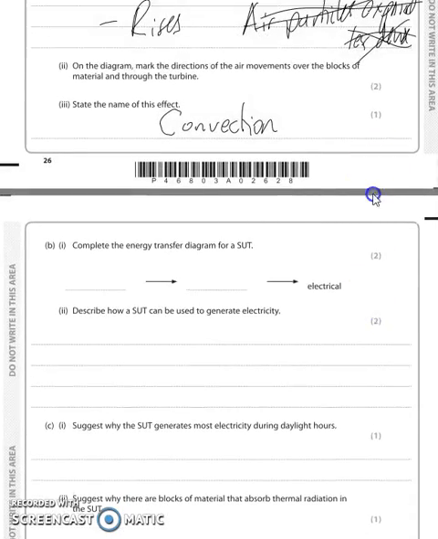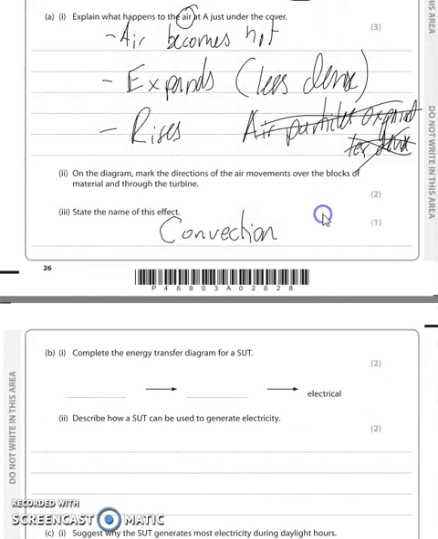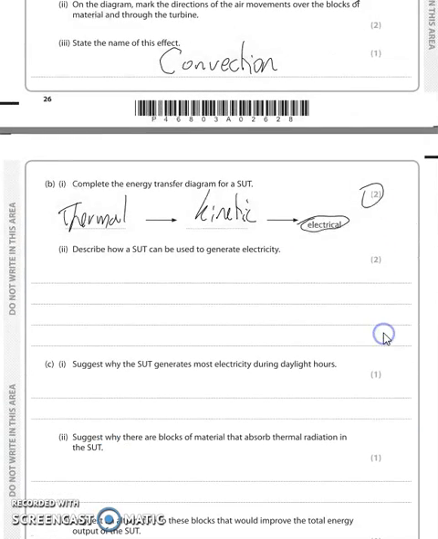Complete the energy transfer diagram for an SUT. Well, here it's going to be thermal radiation. What happens to the air after it absorbs thermal radiation? Well, it starts to move. So that's kinetic. And then eventually it's going to turn into electrical. And that'll be our 2 marks.